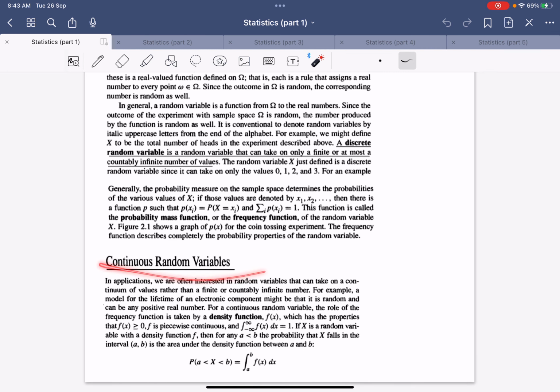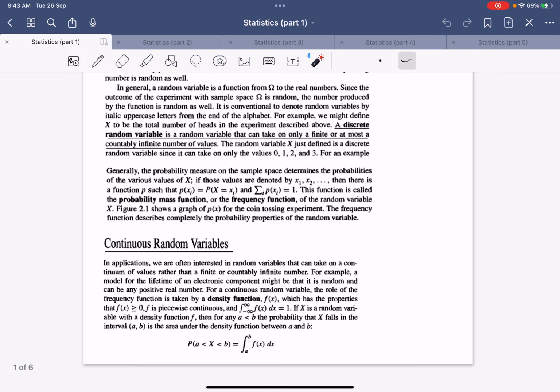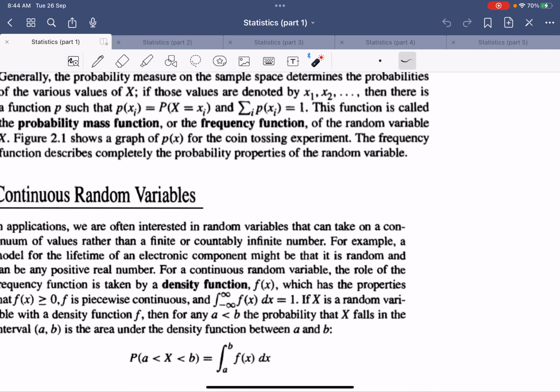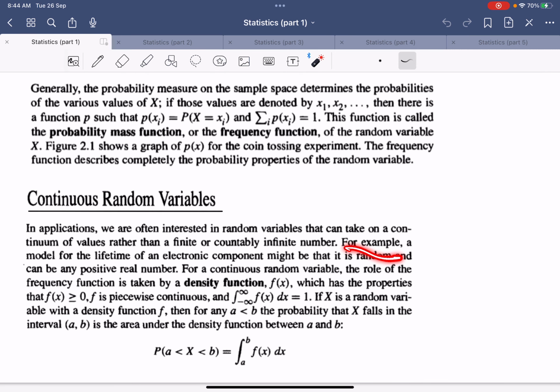And another type of random variable is known as the continuous one. Unlike discrete, where it takes on a countable number of values, a continuous random variable can take any number on the real line. So it will be uncountably infinite. For example, the lifetime of an electric component. That can be any positive real number.